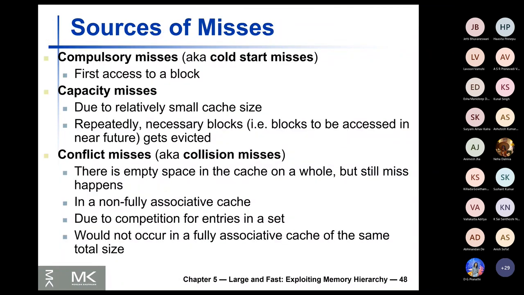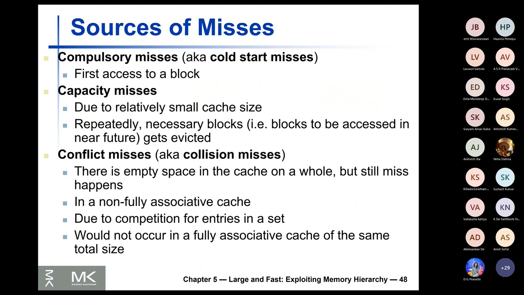Now there are 3 types of misses in cache. One is called a compulsory miss, which happens when you access data for the first time. There is no way to avoid this miss. That is a mandatory or compulsory miss. The capacity miss is where, due to the relatively small cache size, blocks which are to be accessed in the near future are getting evicted. They are again being brought back, again getting evicted because the cache size is small.